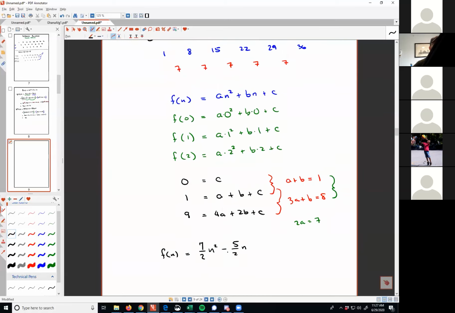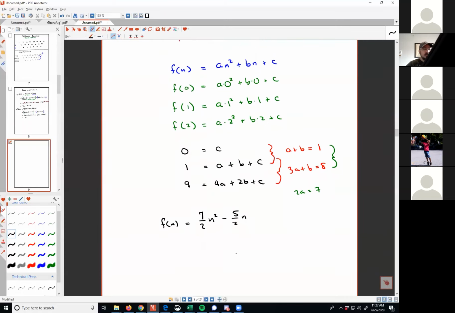Oh no, this is right. I was comparing to the wrong formula for a moment. Okay, but I believe this is going to be correct. And if we want, we could write this as n times 7n minus 5, all divided by 2. That's one way to write it. But yeah, we can work this out if we want by computing a few terms. So this isn't the only way to work this out.